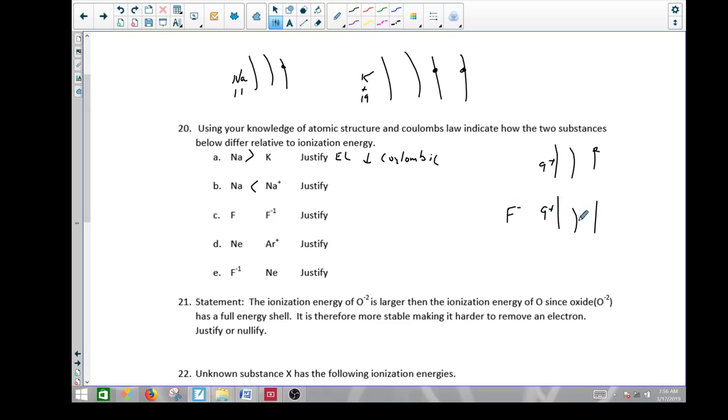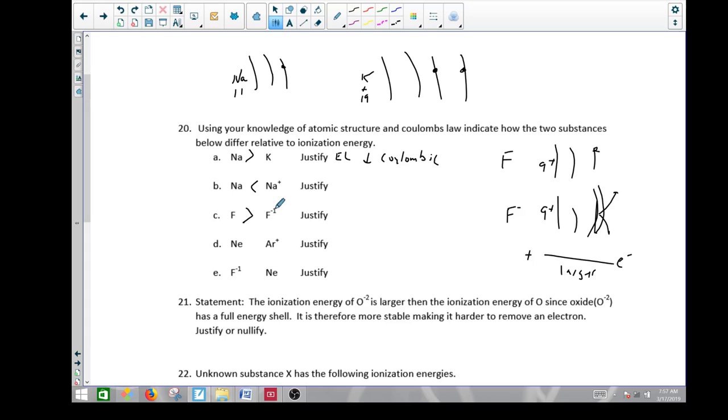Number of energy levels, same. Number of protons, same. Number of electrons, okay. This guy's got one more electron than this guy does. So electrons are repelling away from each other, causing this thing to swell ever so slightly bigger, making the distance to the electron a little bit larger, making it a little easier to remove. So the ionization energy is actually bigger in this direction. Smaller atom, same number of protons, harder to remove. Same number of protons, larger electron cloud, easier to remove.